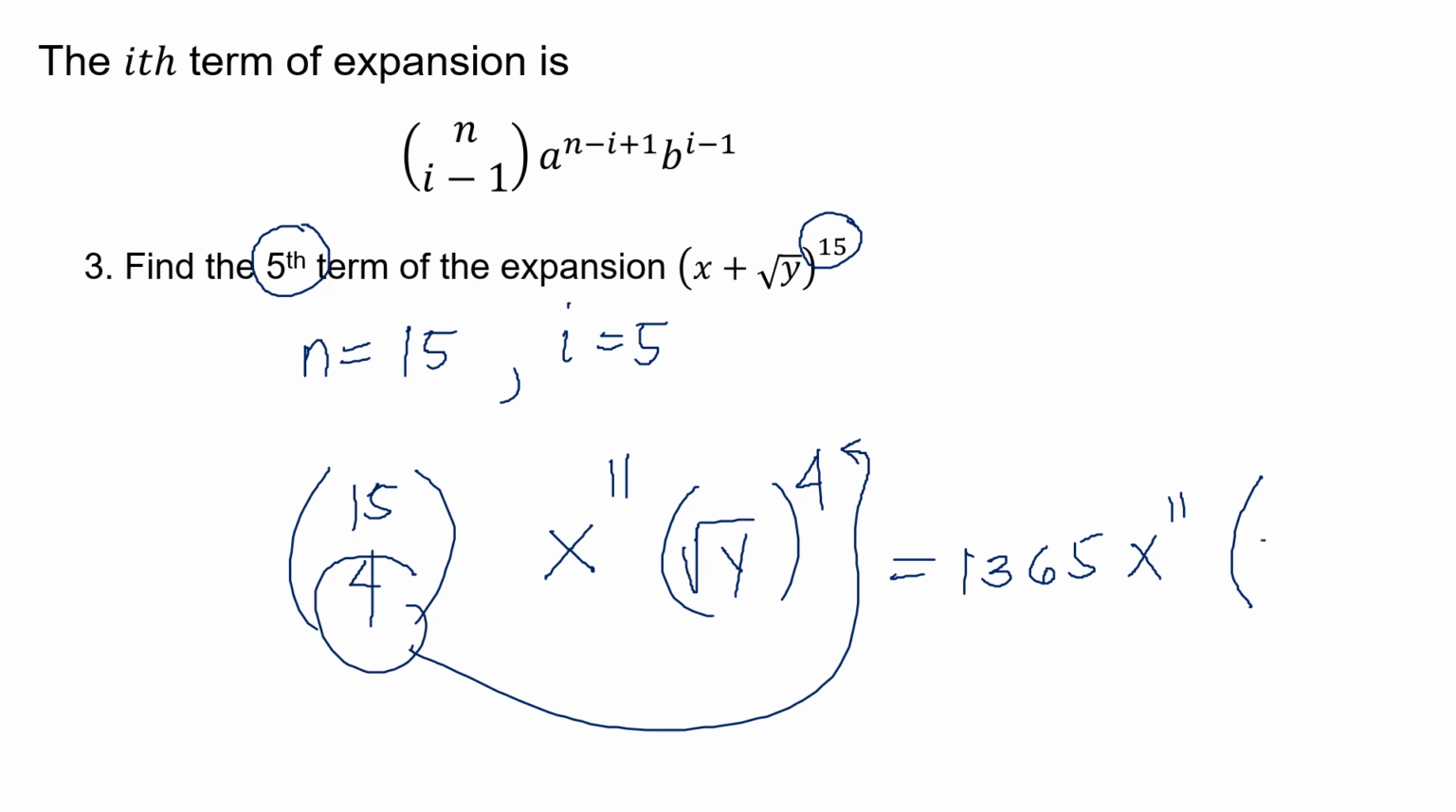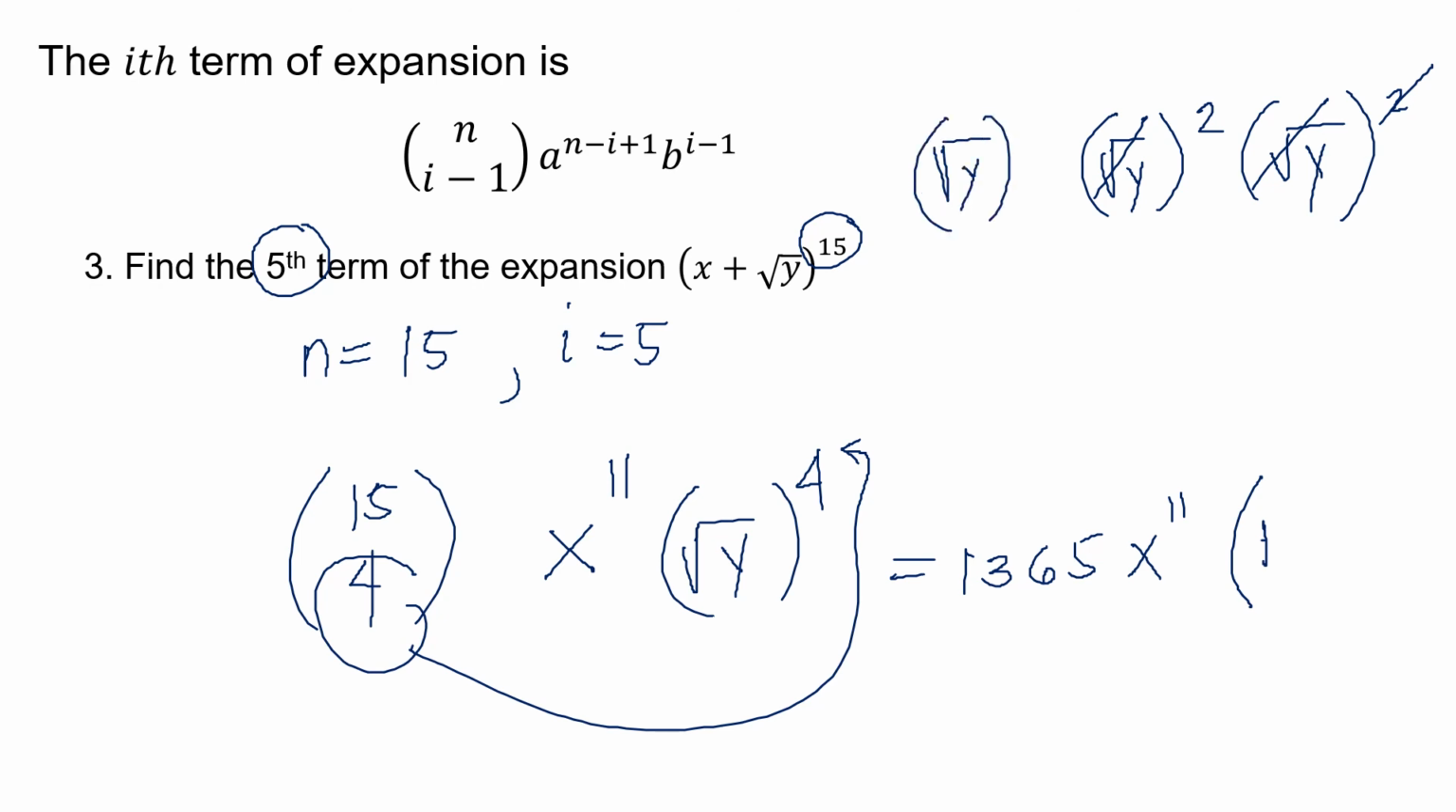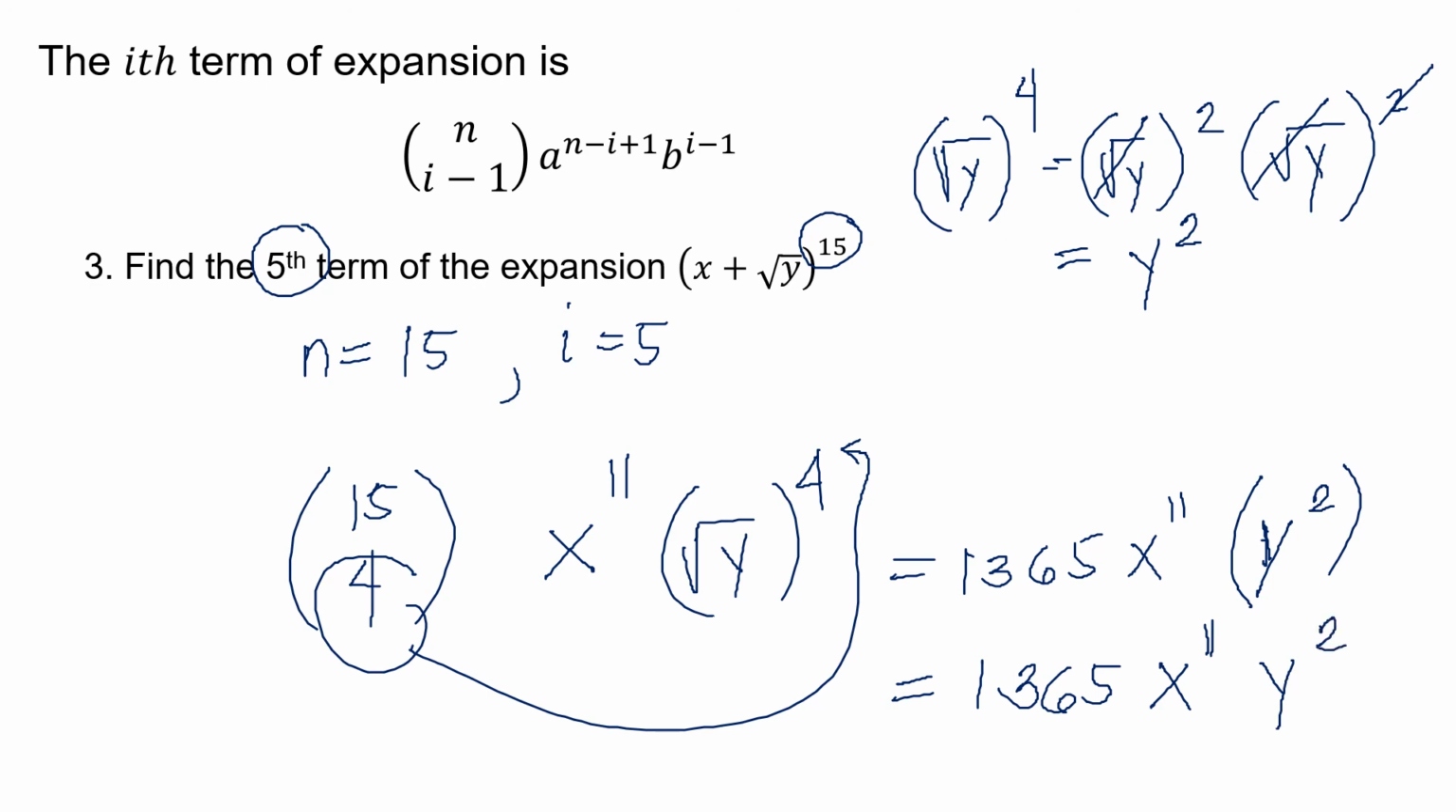And square root of y, the quantity raised to 4, is equal to y squared. Okay, so pwede natin yan paghiwalayin into square root of y. Makikita natin yan, square root of y times square root of y is also equal to the square root of y quantity raised to 4. And we can see that is equal to y squared. So this can be immediately written into y squared. So the answer is 1365 x raised to 11 y squared.